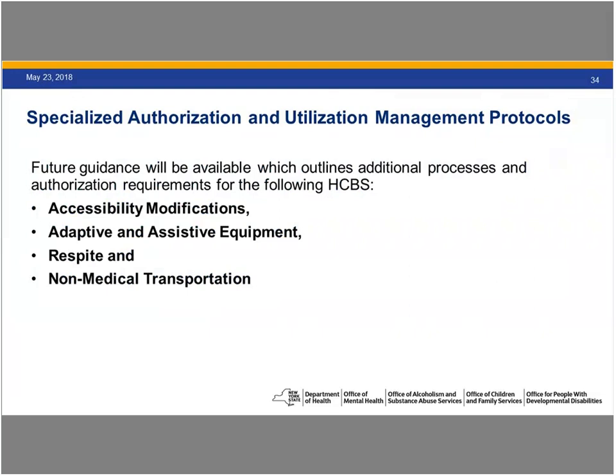Additional HCBSs are available, which will have additional processes laid out for them: accessibility modifications, adaptive and assistive equipment, respite, as I mentioned, and non-medical transportation. These are not included, for example, because modifications include fitting procedures, which will again be paralleled to a process similar to what exists today to access these services, but these will be called out in separate policy guidance.